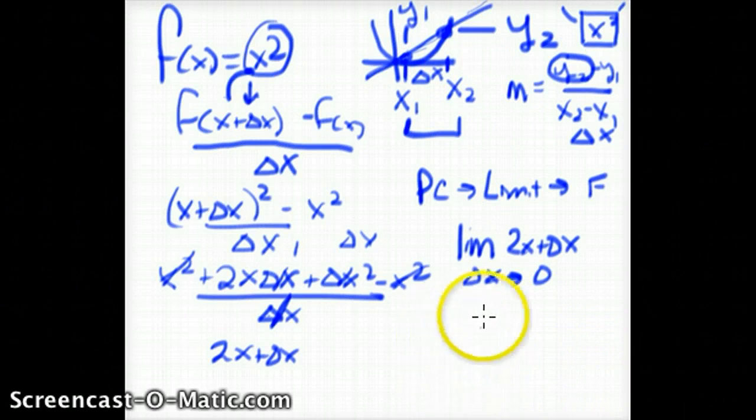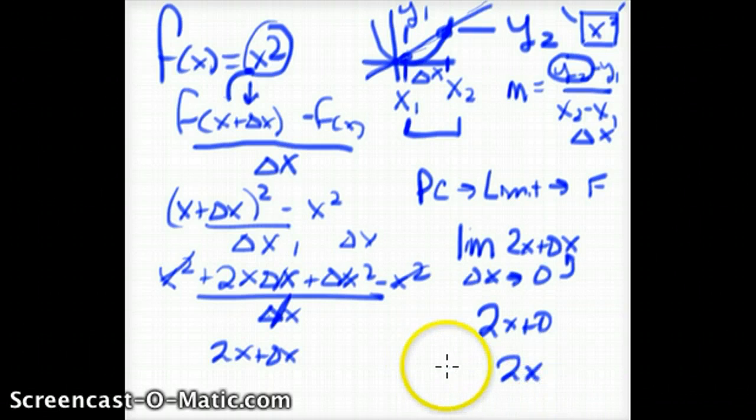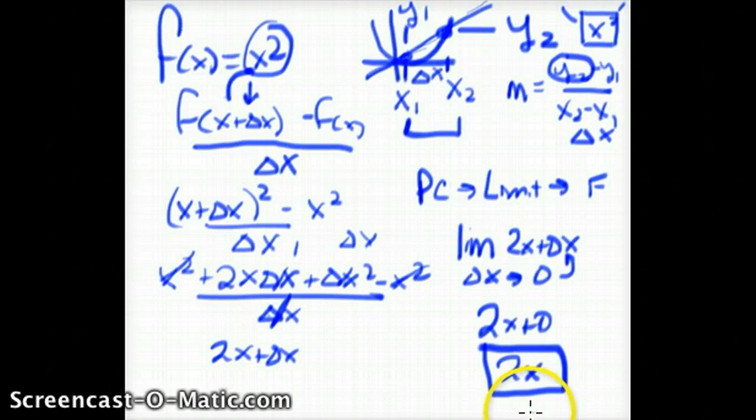Well, folks, algebraically, we could just plug in 0 for delta x. And so what is that? It's 2x plus 0, which is just what? 2x. Now, this is called the derivative. And what that means is this represents the slope. This represents the slope of the tangent line at any point on the curve. Now, let's go back to our demonstration and see how this works.